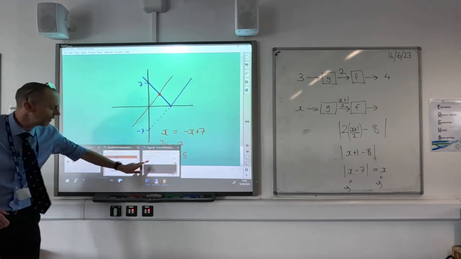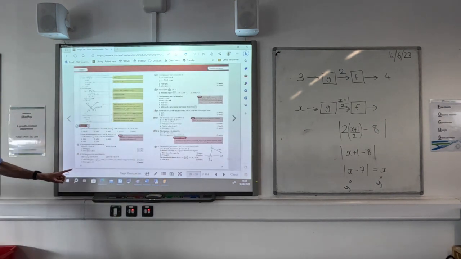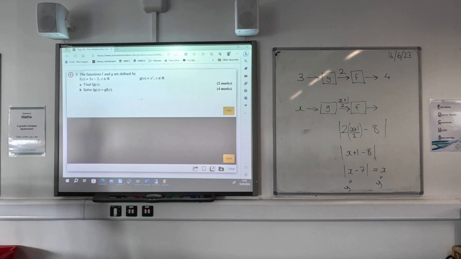So we are on page 34 in the textbook, and for the rest of the lesson we're just going to be starting at question 3 and working through those questions there, starting with this one.